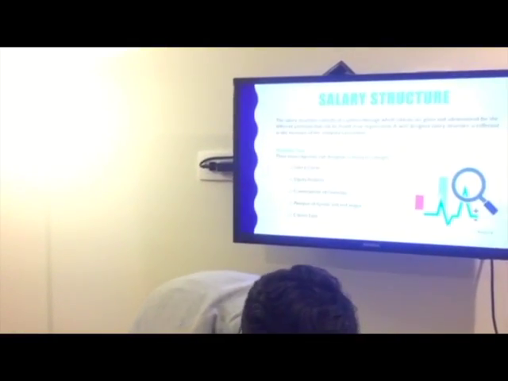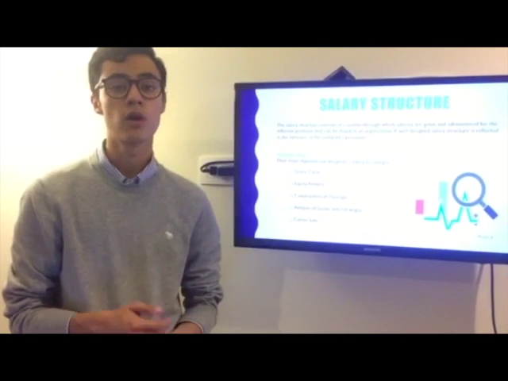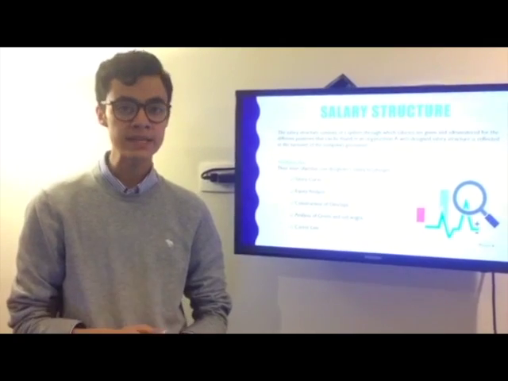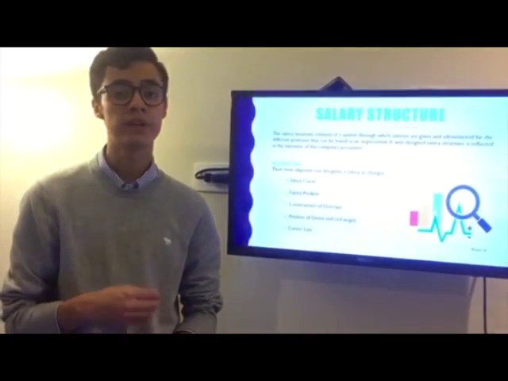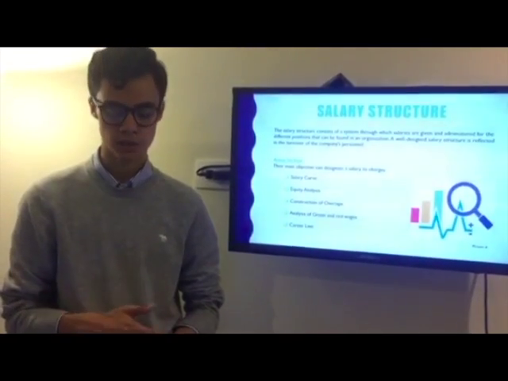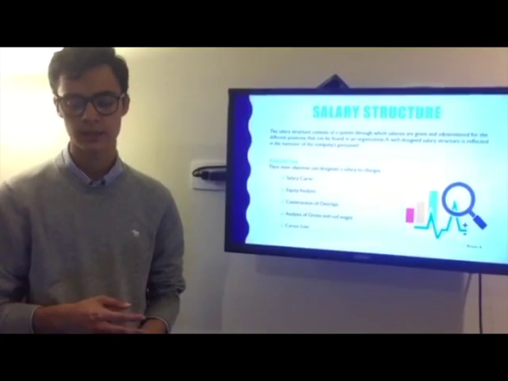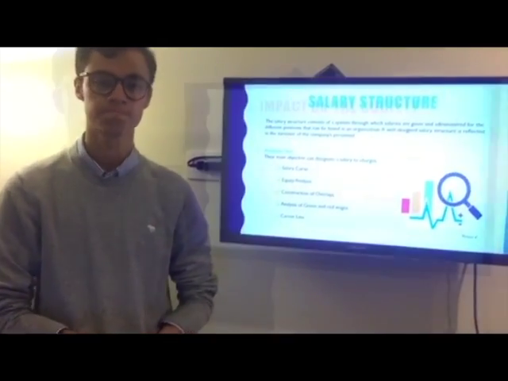And the final step is the salary structure, in which, according to the score of each of the positions and following some analysis tests, you will obtain the correct salary design of each of the positions of the organization. A well-designed salary structure is reflected in the turnover of the personnel of the company.